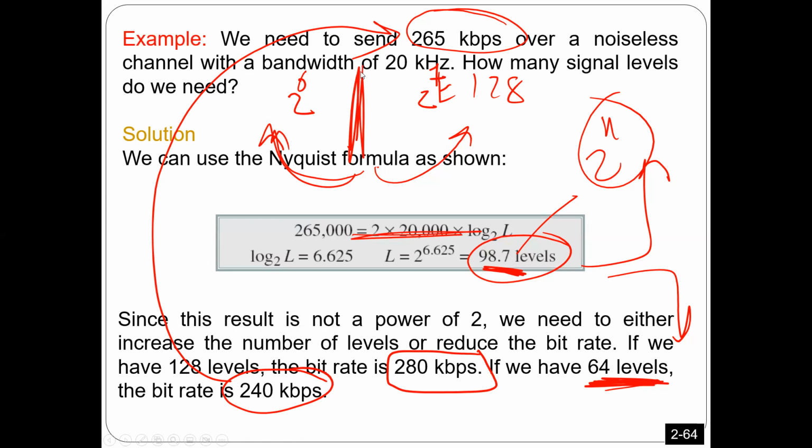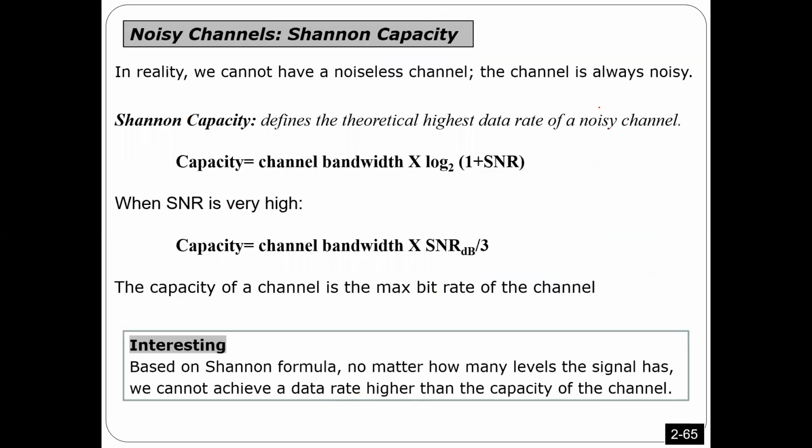Any questions here? Again, this formula gives me the number of levels. Practically, I can't have this number, because it is a fraction and it's not 2 to the power n. So the closest values are 2 to the power 6 or 2 to the power 7. If I use 2 to the power 6, I'm going to have less bit rate than this one. If I use 2 to the power 7, I'm going to get more than this one.